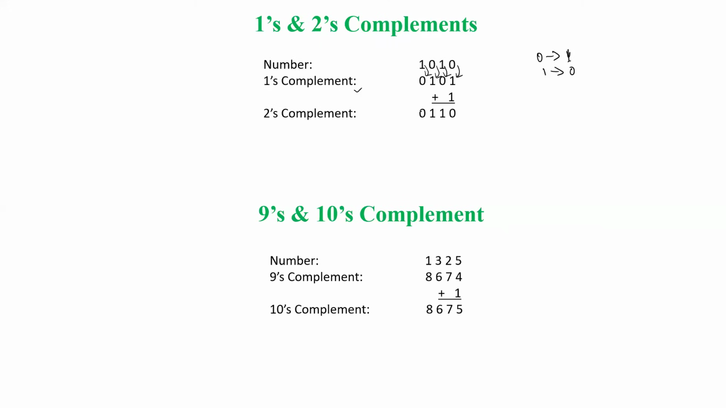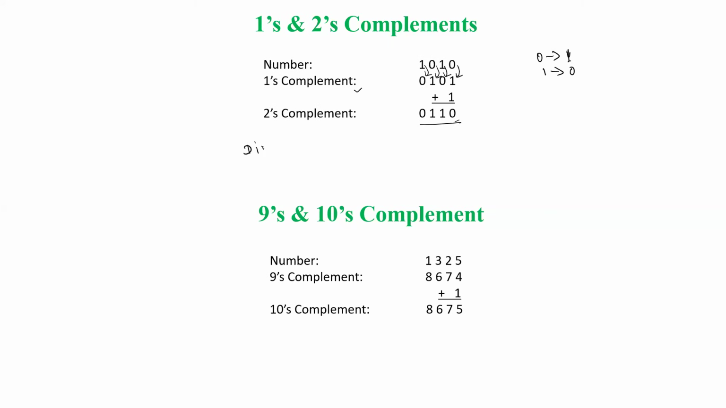To obtain the 2's complement, add 1 to the 1's complement. So 1 is added here. 1 plus 1, sum is 0, carry 1. Again, we have 0 here. Previous carry 1 plus 0, 1. Again, this 1 is the same as it is. This 0 is also the same. This is how we find the 2's complement.